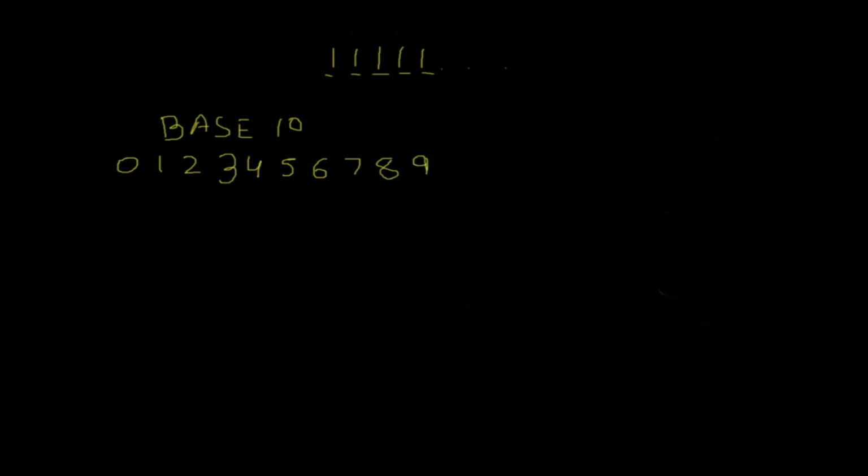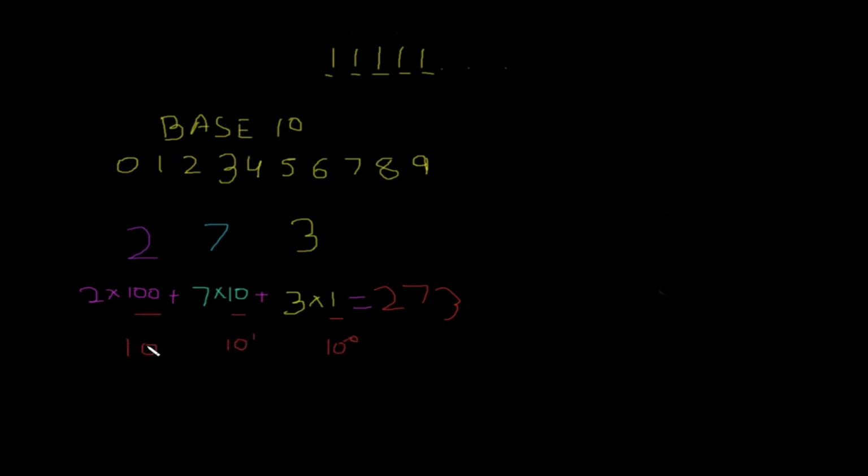Now we can represent any number. Let's take an example, 273. What does 3 represent? This 3 represents 3 bundles of 1. This 7 represents 7 bundles of 10, and this 2 represents 2 bundles of 100. Adding these, we will get 273. Now how did we get 1, 10, and 100? 1 is just 10 to the power 0, 10 is 10 to the power 1, and 100 is 10 to the power 2.